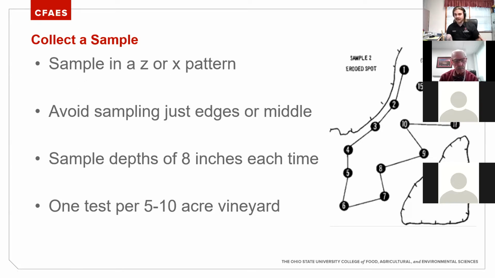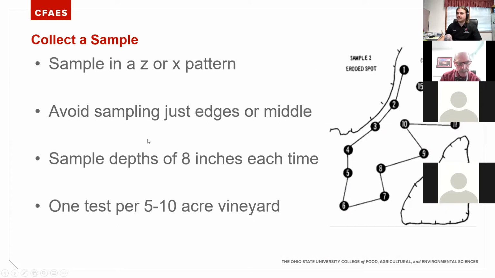Like I said, if you have a problem area, you can aim that soil test specifically at that problem area to see if there is an underlying cause of that. But really, you're wanting to take a soil test of an area that is uniform, and between 5 and 10 acres is really the maximum size you want to test in your vineyard.